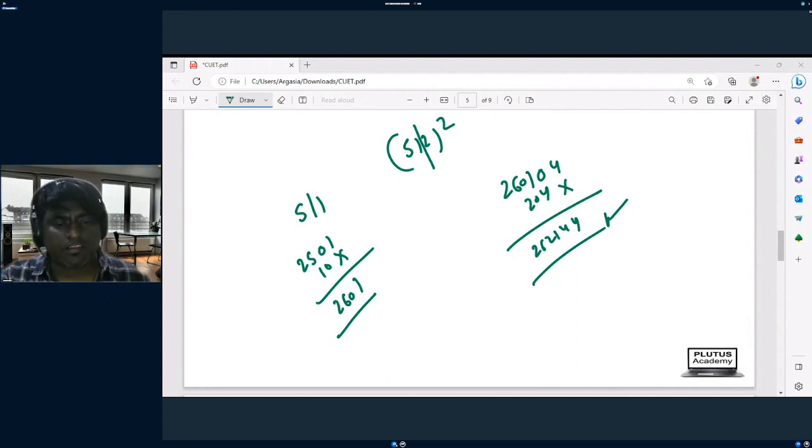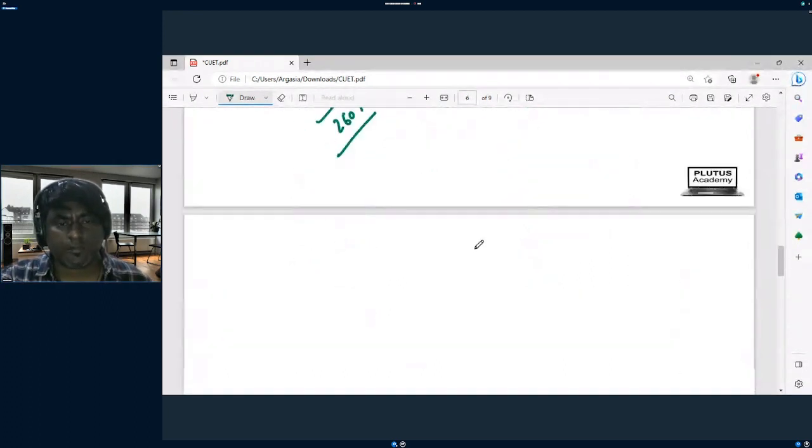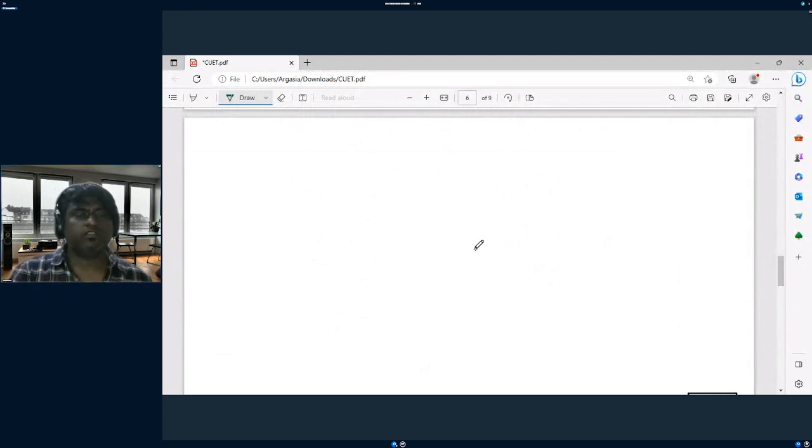Now I will show you another short trick to find the square of a particular number.